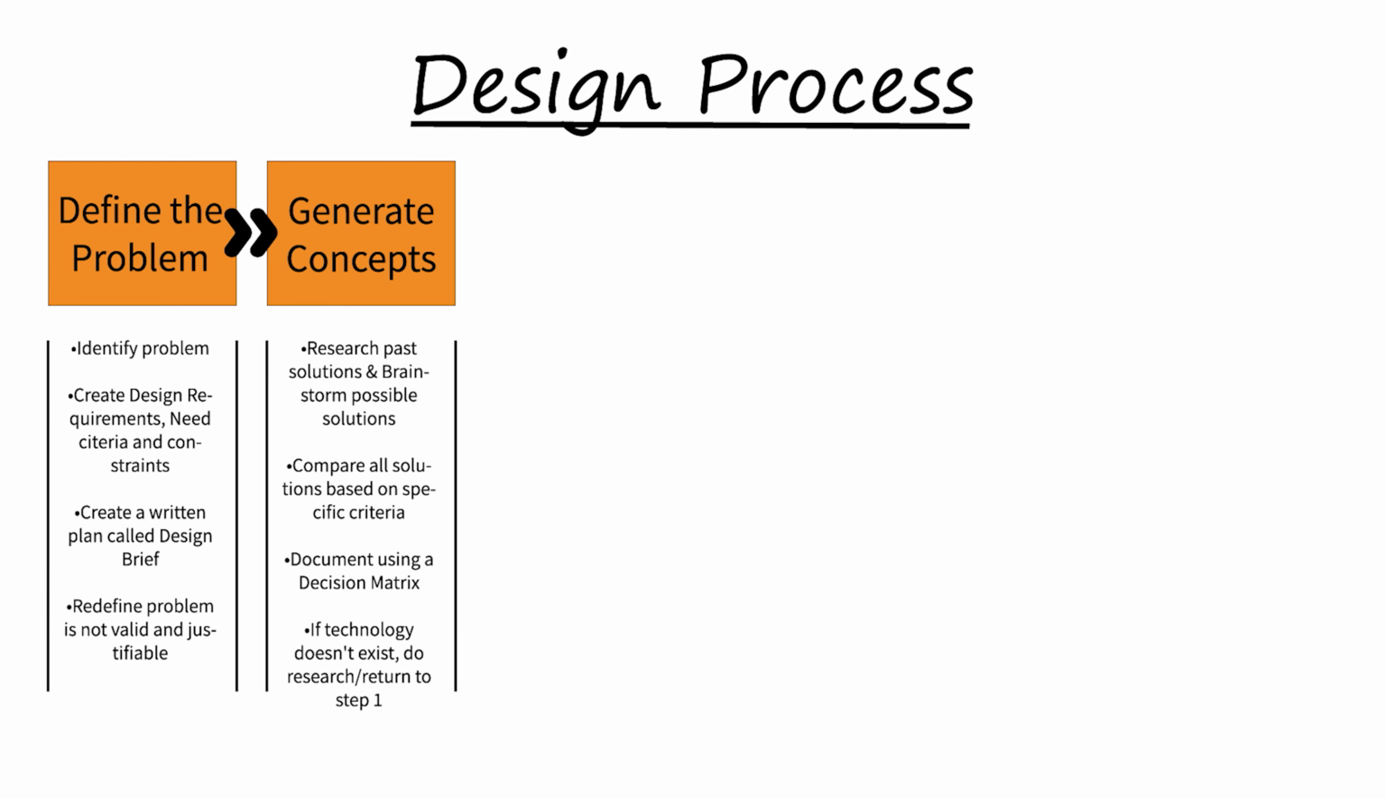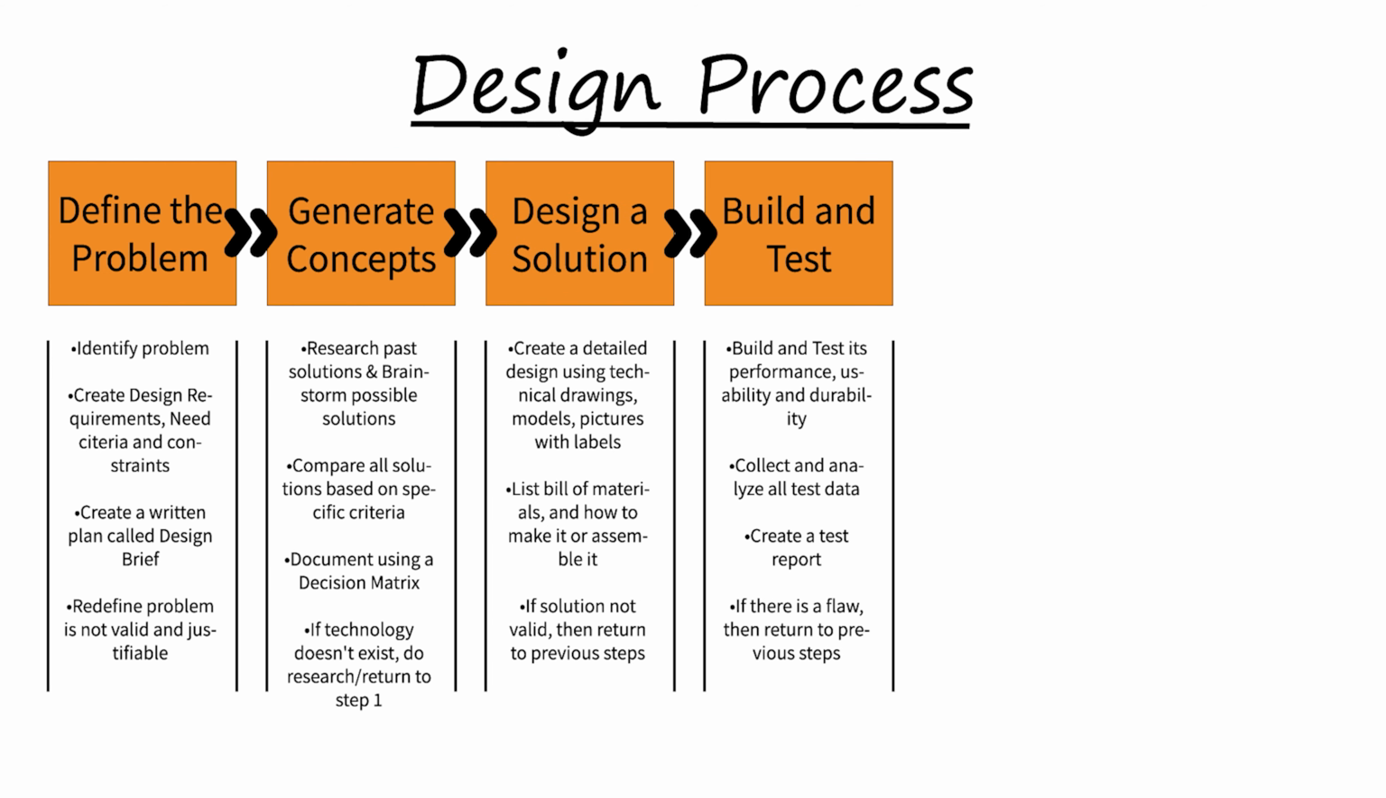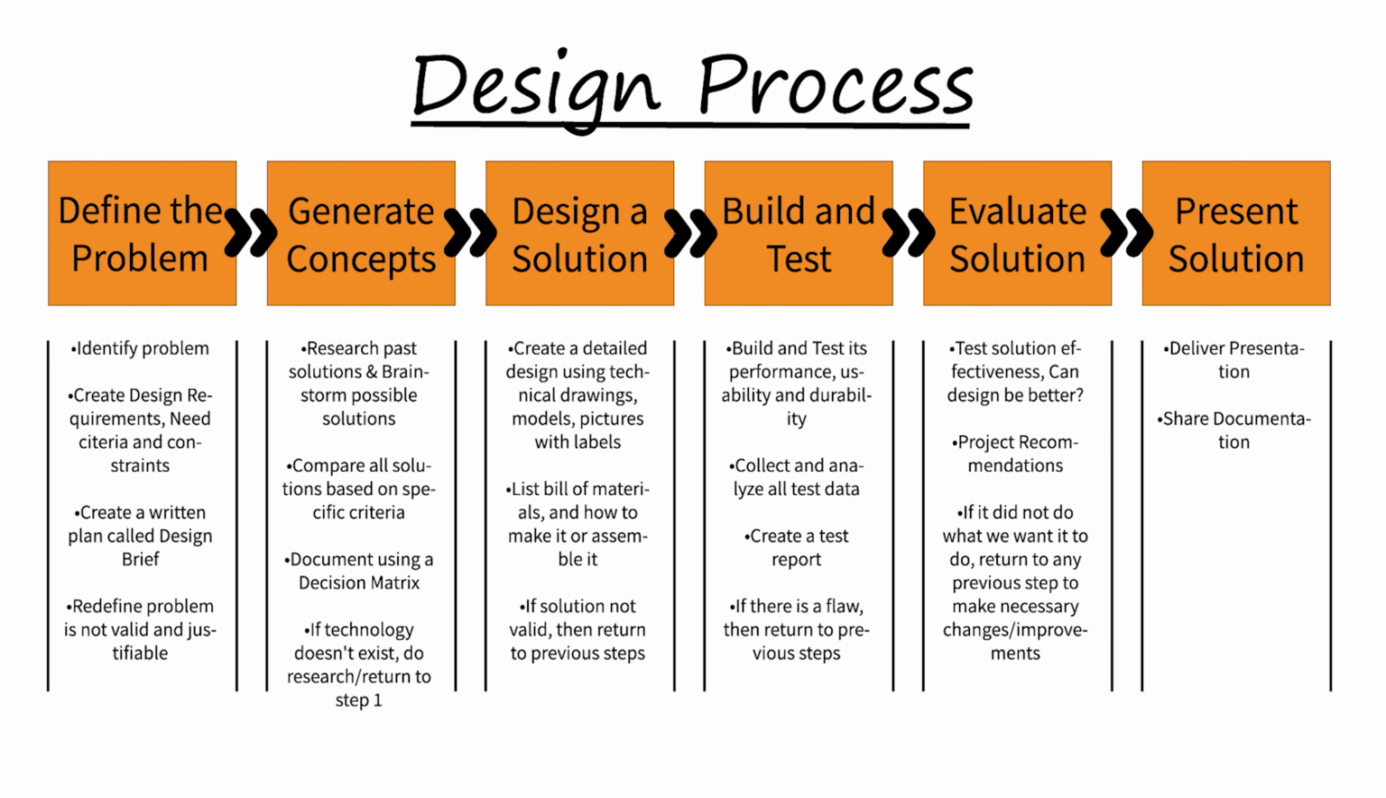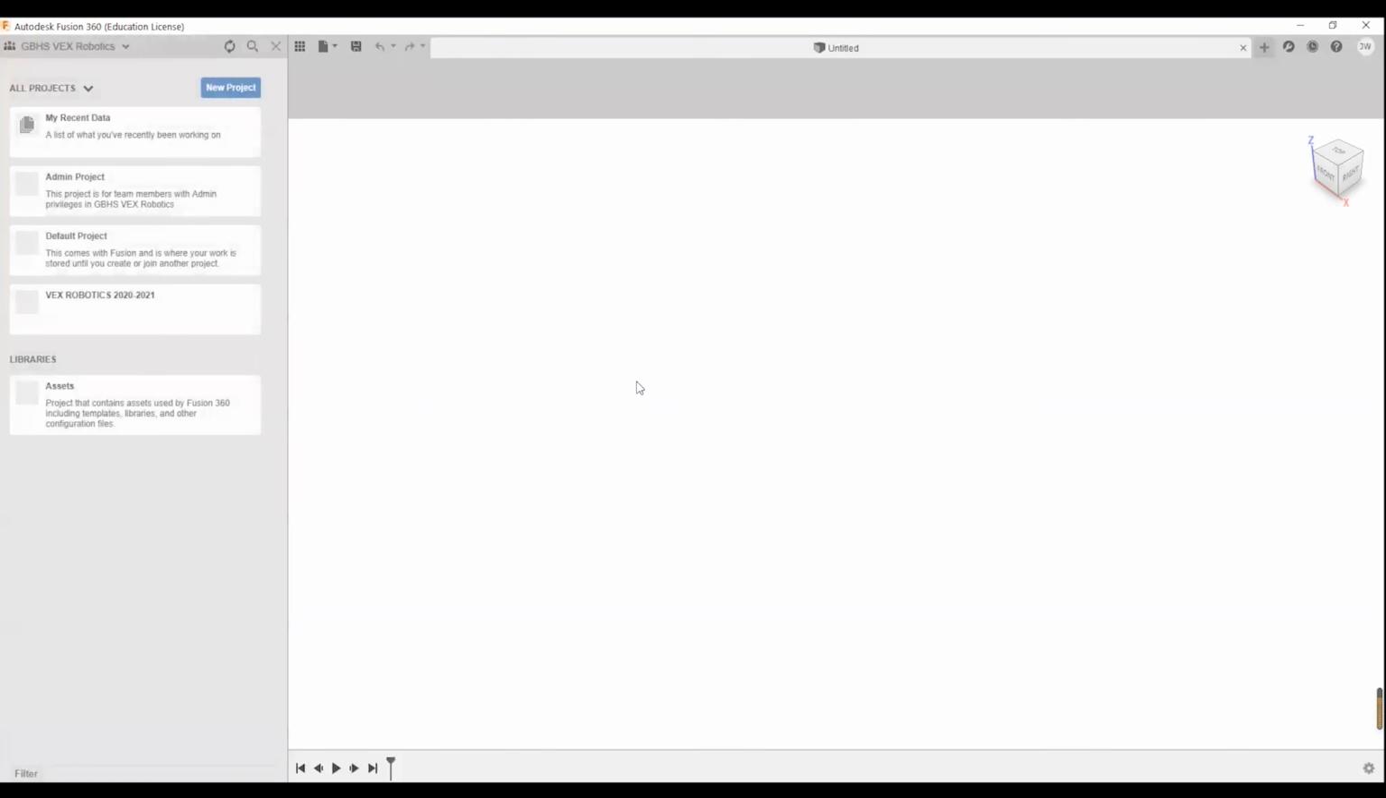Our robot engineering design process is a systematic problem-solving strategy to come up with the best possible solution to a problem. The 6 steps are: define the problem, generate concepts, design a solution, build and test, evaluate the solution, and present the solution. At our virtual meetings, we build and design individual robotics parts.